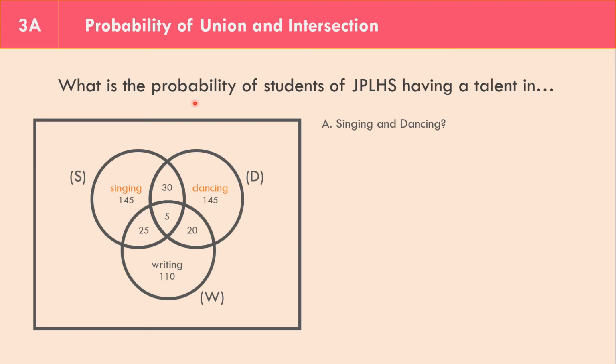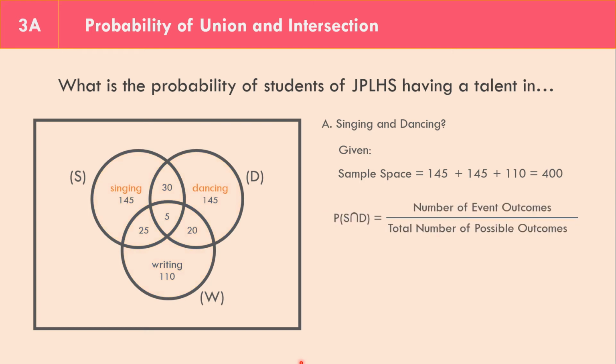Let us find the probability of students of JPLHS having a talent in singing and then dancing. So what could be the given? The given sample space for the singing, dancing, and writing. Singing, the total is 145. Dancing, the total is 145, and writing, the total is 110. So if we add 145 plus 145 plus 110, the answer is equal to 400. So the sample space of the students of singing, dancing, and writing is equal to 400.